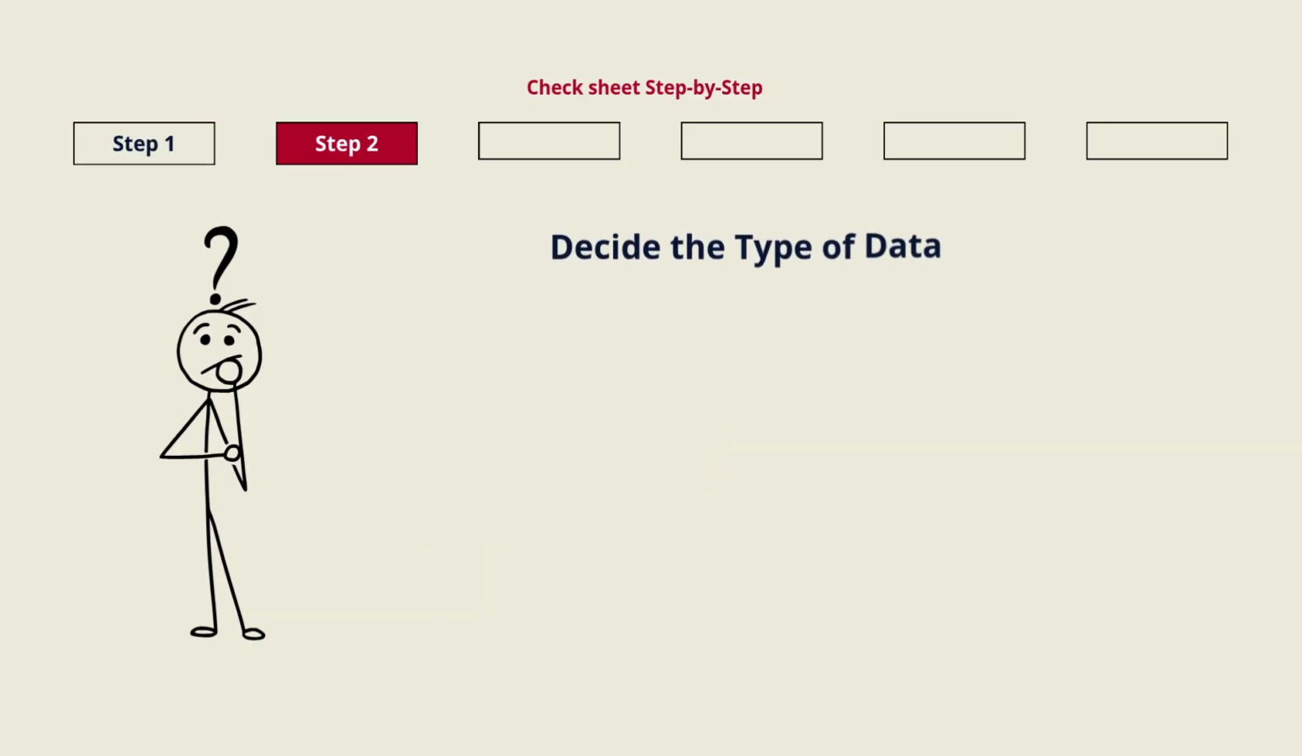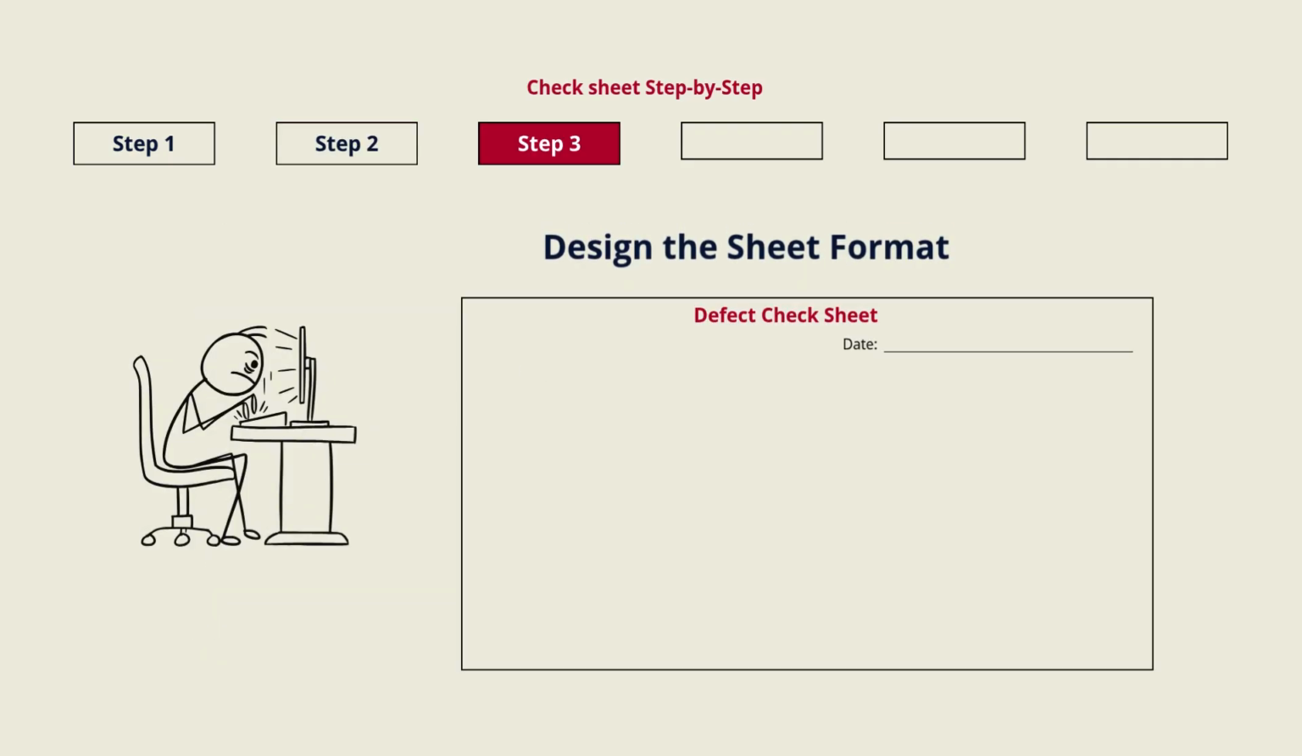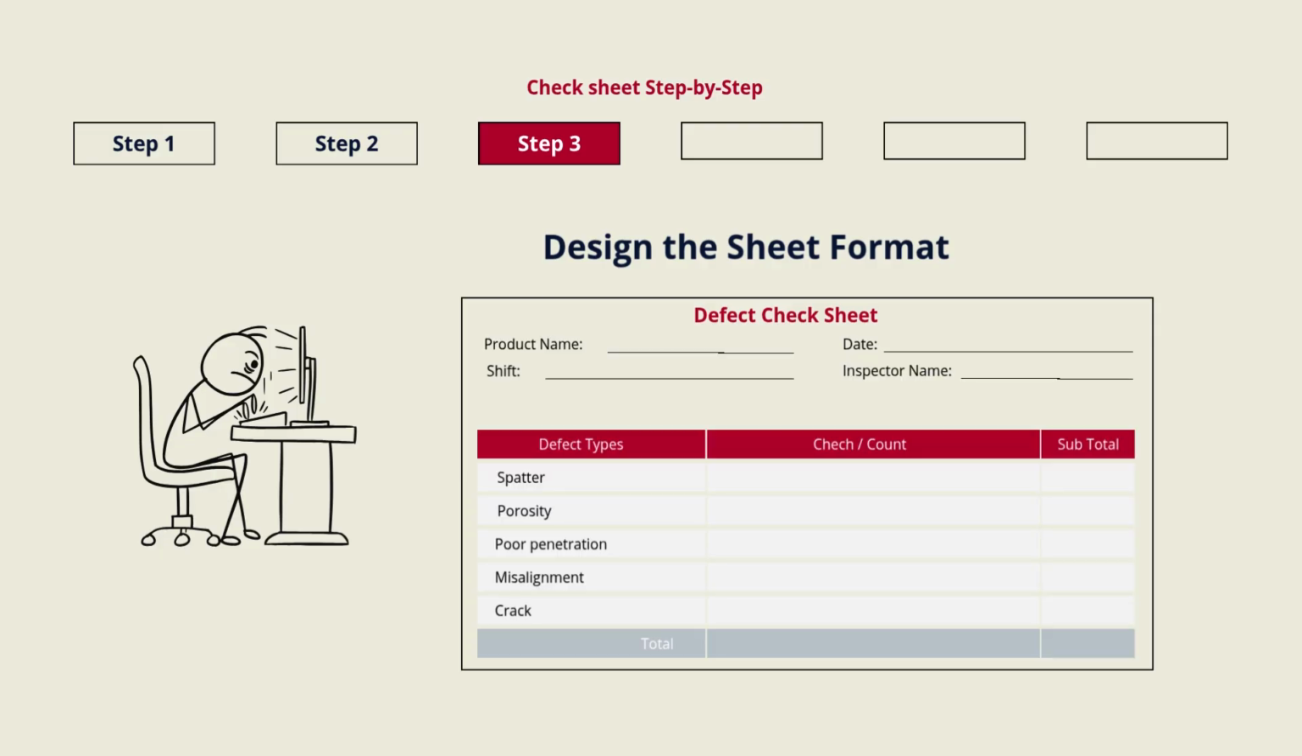Step 2. Decide the type of data. Will you record the frequency of defects, their location, or their cause? Define it upfront. Step 3. Design the sheet format. Include the date, shift, product name, defect types, tally marks, and totals. Everyone should be able to fill it without questions.